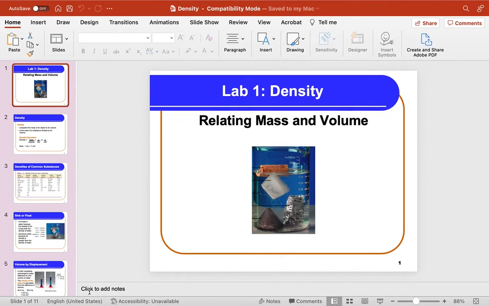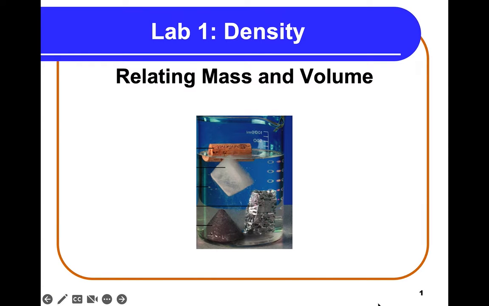Hello and welcome to your first wet lab in Chemistry 111. This first lab is Lab 1, Density, relating mass and volume.